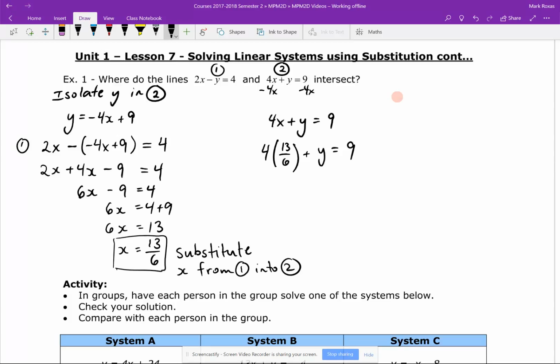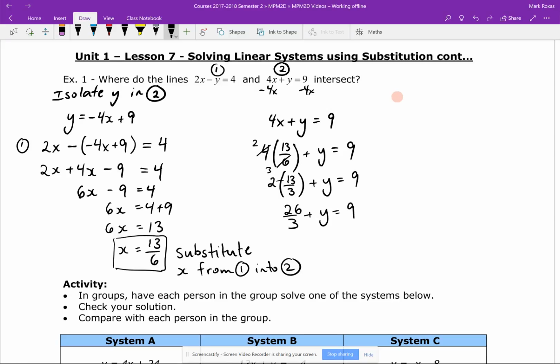Okay, and so 4 out of 6 can be reduced to 2/3. So 2 times 13 over 3. This is how it's working. So this becomes a 2, and that becomes a 3. So 2 times 13 over 3 plus y equals 9. And if I simplify this, 2 times 13 is 26 over 3 plus y equals 9.